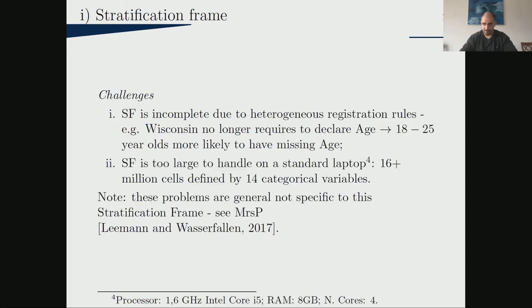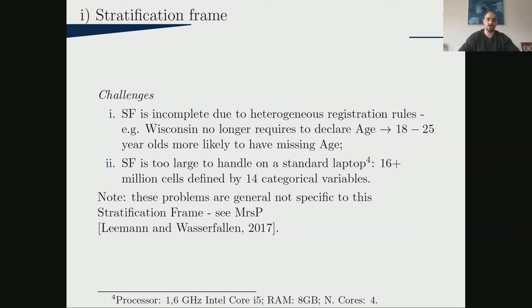So how can we approach this? Well, first of all, I've explained to you what the problems are with these missing values. And the other problem is that if you want to do any sort of multiple imputation on this, 16 million cells defined by 14 categorical variables, which, if you one-hot encode them, you end up with like 500 variables or so. This is not something that your laptop is going to be able to do very easily. So we also have to come up with a solution to how to deal with this big data problem, let's say. By the way, note that these problems, even though we obtained the stratification frames from Optimus Analytics, are general. Whenever you have a stratification frame in an MRP application, you are going to have to do some multiple imputation, and you're going to have to deal with the size of the data set.